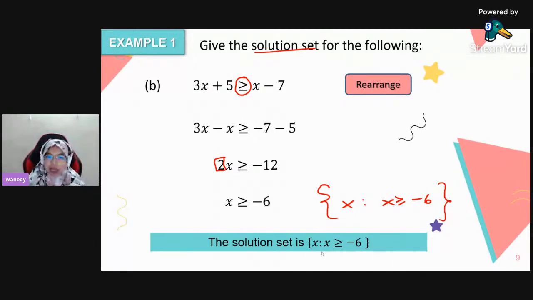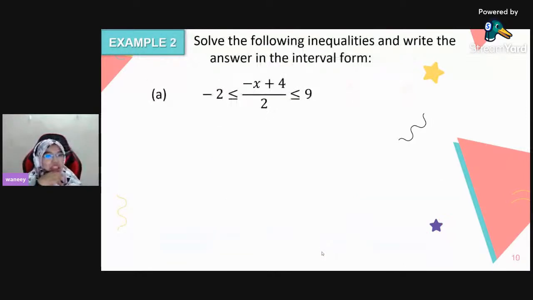Okay, so now let us go to example 2. Solve the following inequalities and write the answer in interval form. See how many inequalities you have. You actually have 2, one on the left, one on the right hand side. Therefore, you can split them into 2 and solve them one by one.